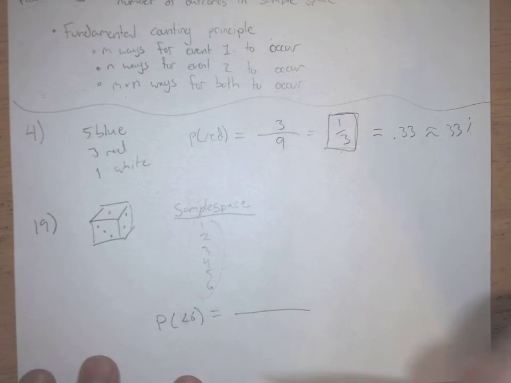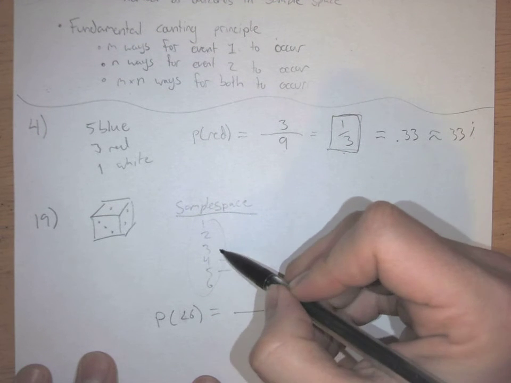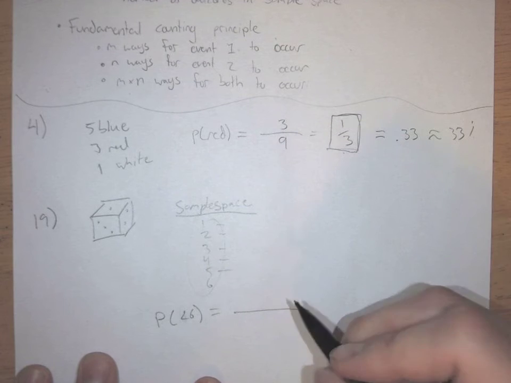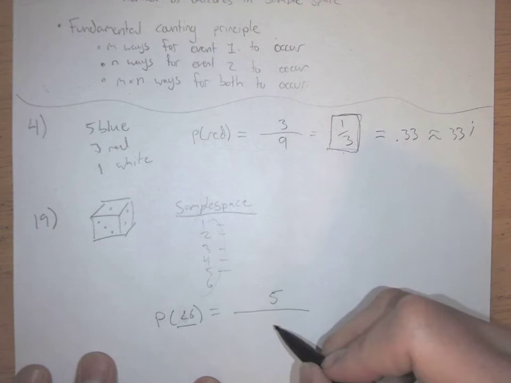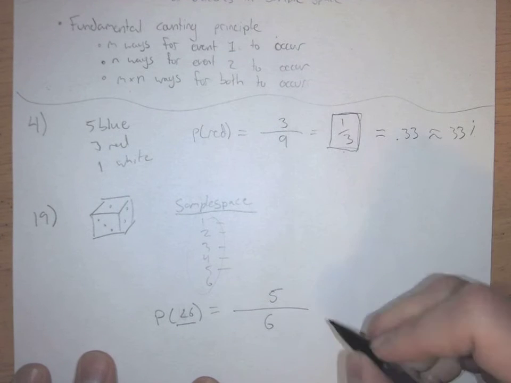So which outcomes apply? 5, 4, 3, 2, 1, all of those are less than 6. 6 is not less than 6. So there's 5 outcomes that match the criteria less than 6 out of the 6 total outcomes that you could possibly get. Okay, so that's your probability. It's just 5 out of 6.